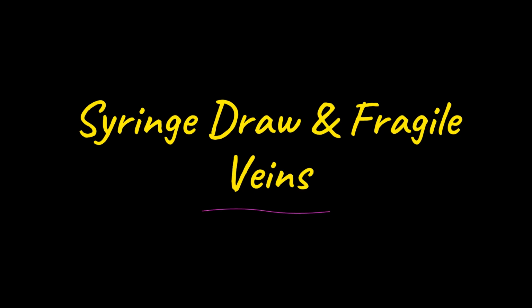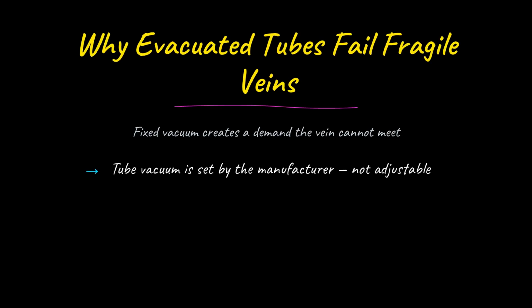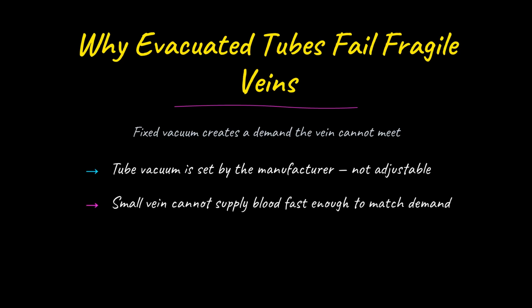When a patient has fragile or collapsing veins, the standard evacuated tube system can actually make things worse. Understanding why requires a look at how vacuum and suction work during a blood draw. An evacuated tube applies a fixed internal vacuum the moment it engages the holder. A small or fragile vein simply cannot deliver blood fast enough, and the vessel collapses inward.